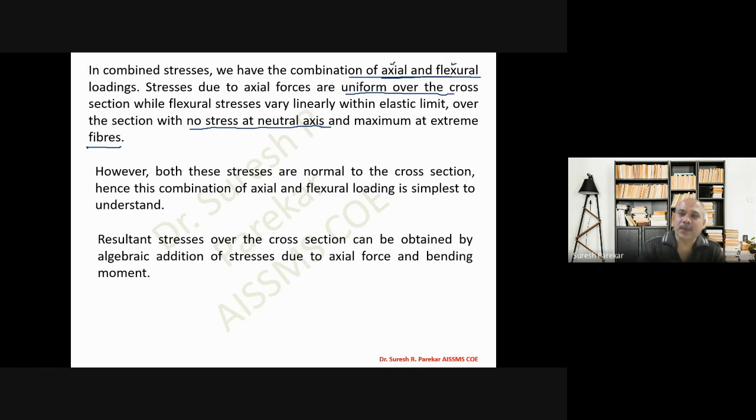So if it is compression, then we will add in axial stresses. If it is tension, then we have to subtract it. And therefore, it is clearly mentioned algebraic addition, or I can say algebraic sum. So any of these two.